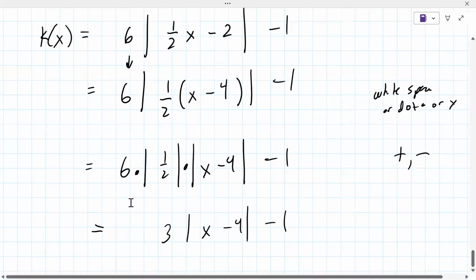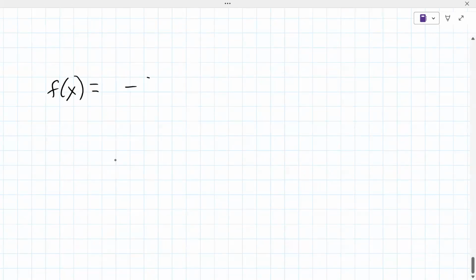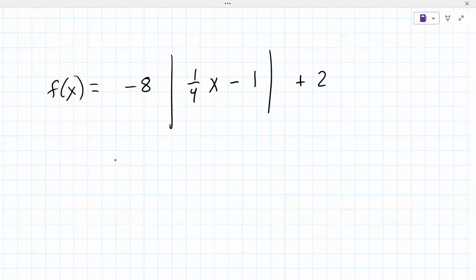Okay, let me give you an example here. Let me know if you need another moment to write this down. I think I got it down. Okay, let's say it's f of x equals -8 absolute value 1/4 x minus 1 plus 2. It's the same idea here. I'm going to step away for a minute, but this one has a bunch of transformations. So let me know when you get the final form, and then we'll talk about the transformations. All right.